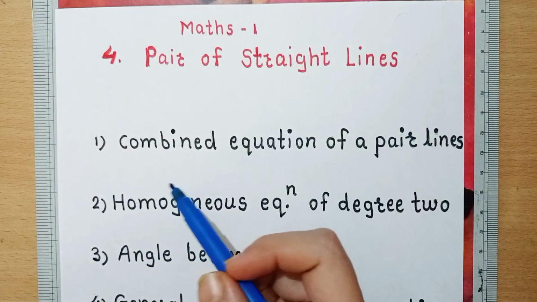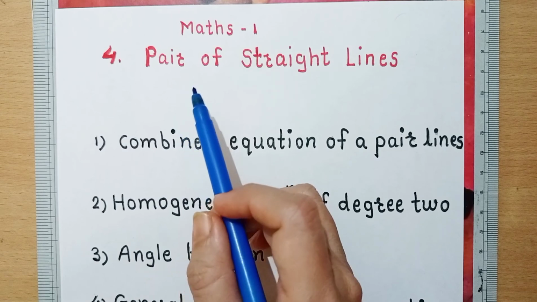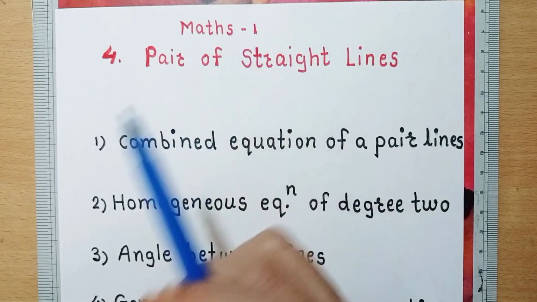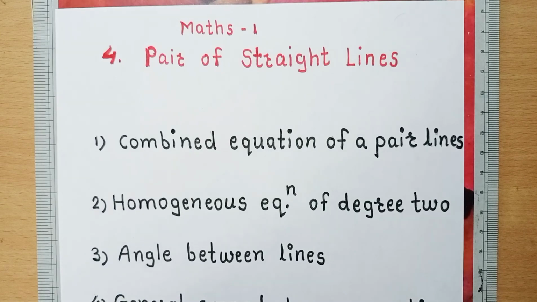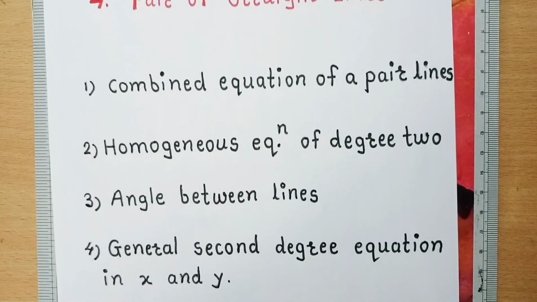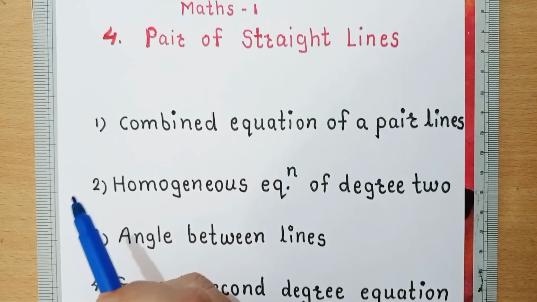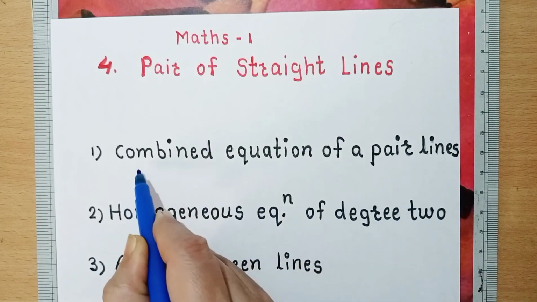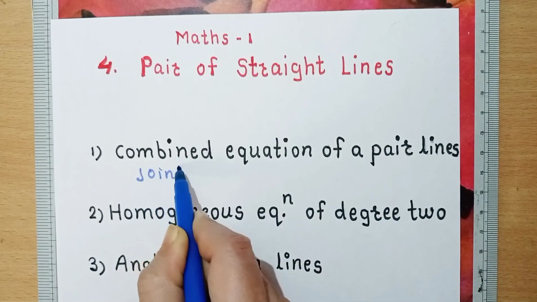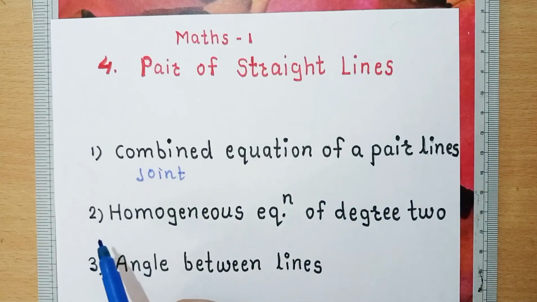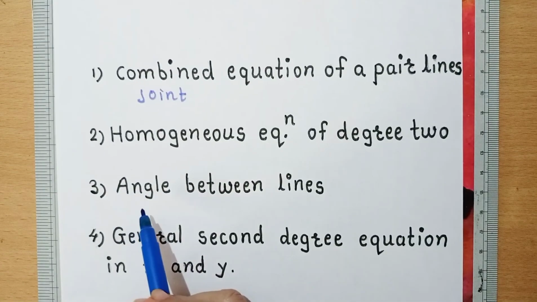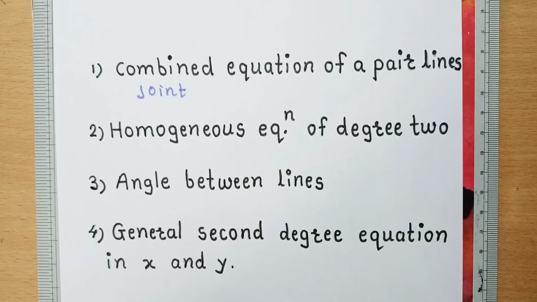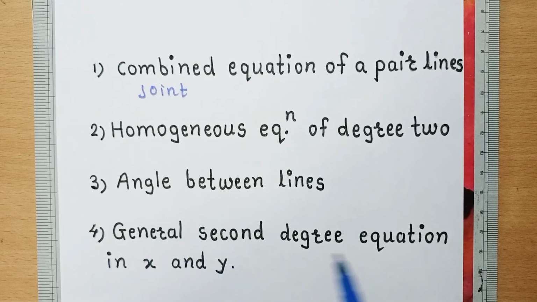Hello everyone. This is the beginning of our fourth chapter, Pair of Straight Lines, from Maths 1, and here we are going to study these 4 points. Our first point is combined equation of a pair of lines, or we can say joint equation of pair of lines. Second, homogeneous equation of degree 2. Third one, angle between lines. And fourth one, general second degree equation in x and y.